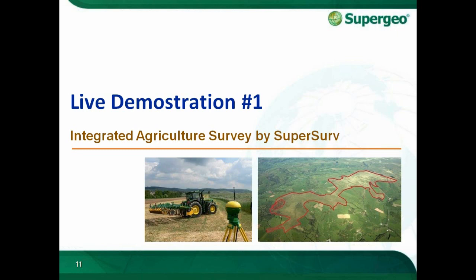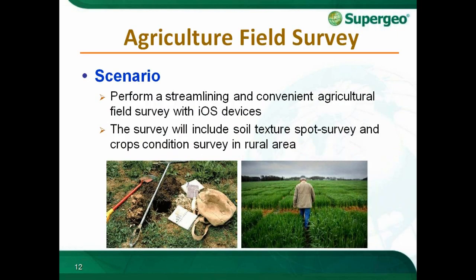We're going to do a very streamlined and convenient agricultural field survey with an iOS device. The survey will include the soil texture spot survey, which we're going to record as a point layer. And also we're going to add some crop condition surveys in the rural area.